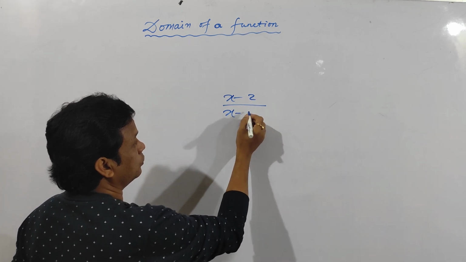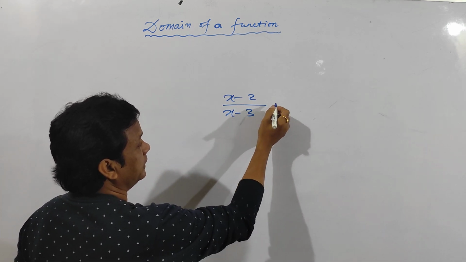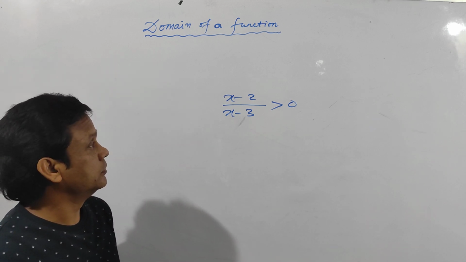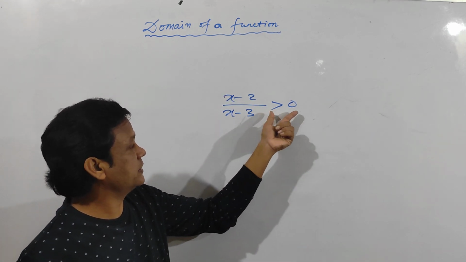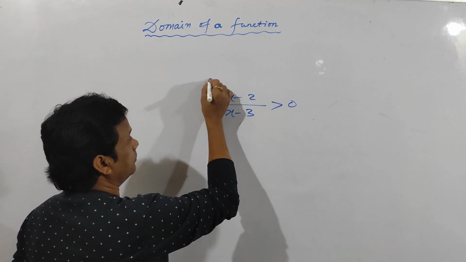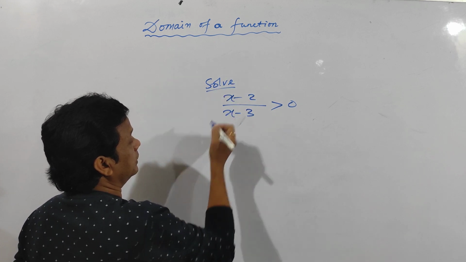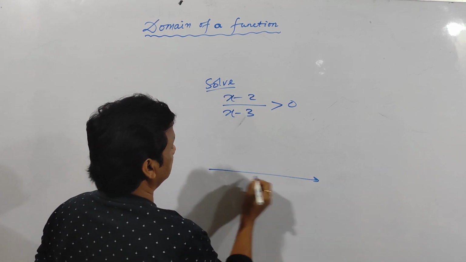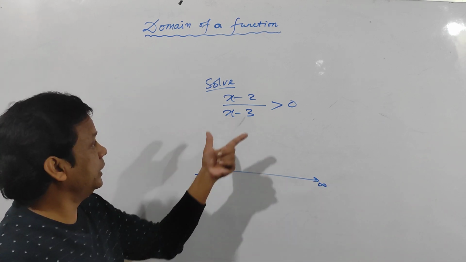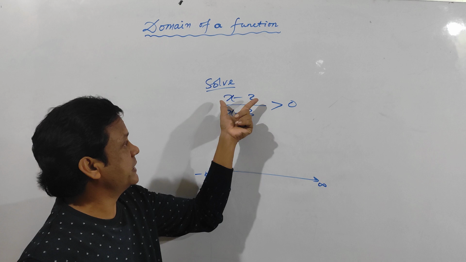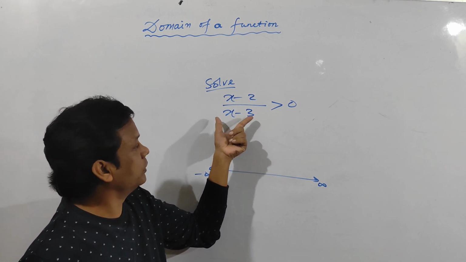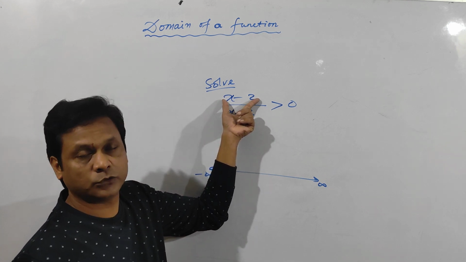(x minus 2) by (x minus 3) is greater than 0. How to solve this one? That means you want to solve this question. See here, take the number line. This is minus infinity, this is plus infinity, and equate the numerator to 0. Equate the denominator to 0 and equate the numerator to 0.